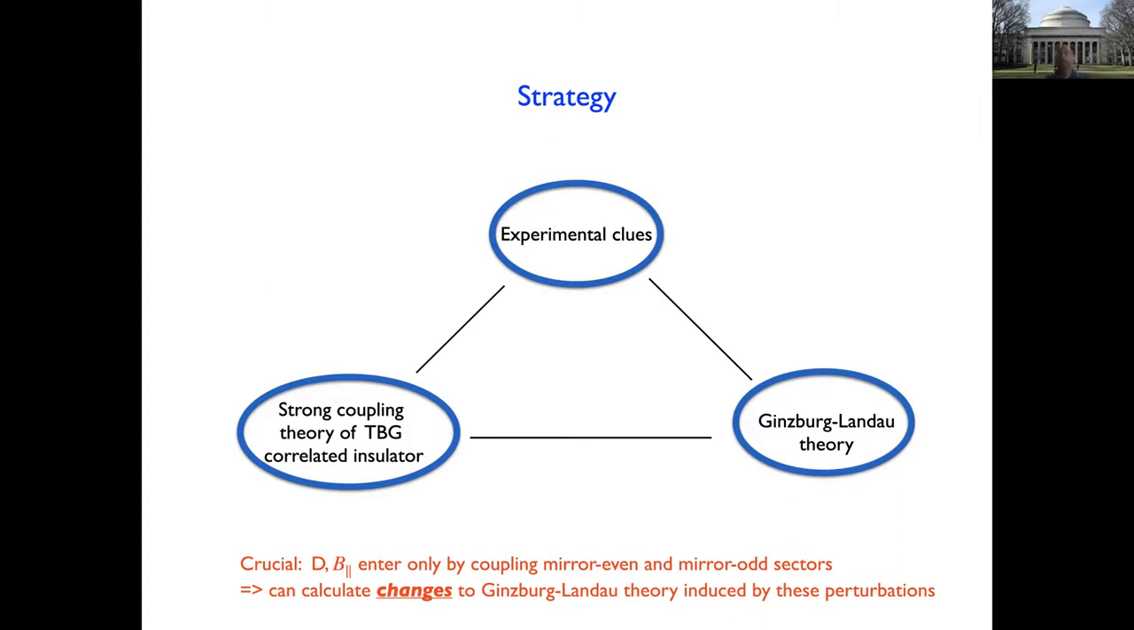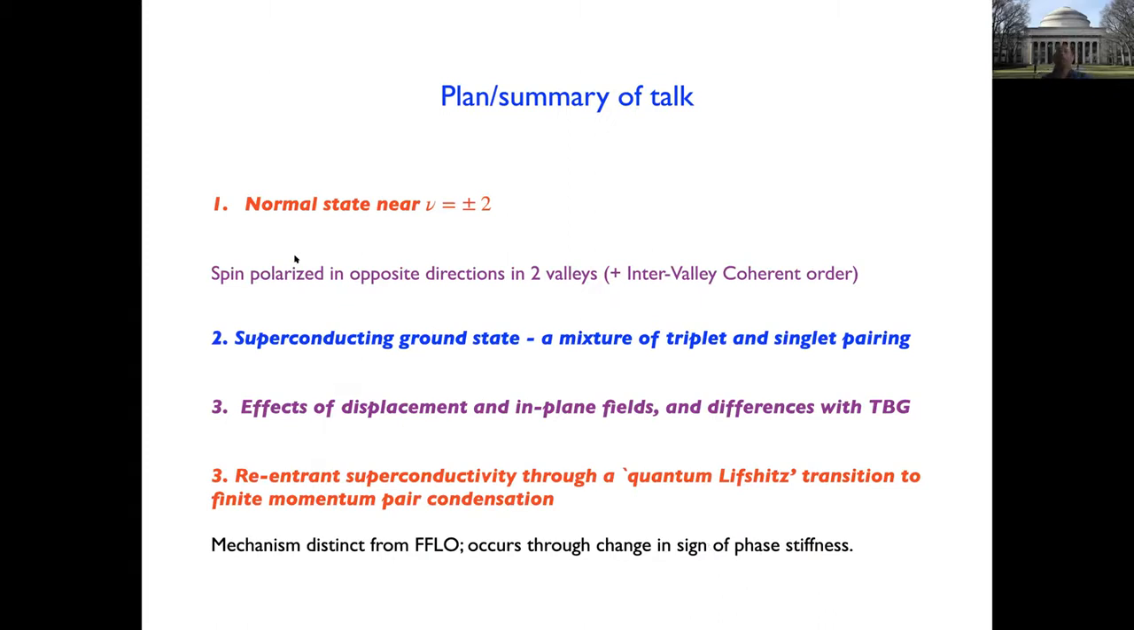Okay. So the plan of the talk is that I'll start by talking about the normal state near nu equals plus minus 2. And we'll make an argument that the spin is polarized in opposite directions in the two valleys in the normal state. In addition, there's quite likely some sort of intervalley coherent order, but this is a dominant feature, we believe, in the normal state. And this will lead us to argue that the superconducting ground state is a mixture of triplet and singlet pairing. It's not a pure triplet, as you might naively guess.